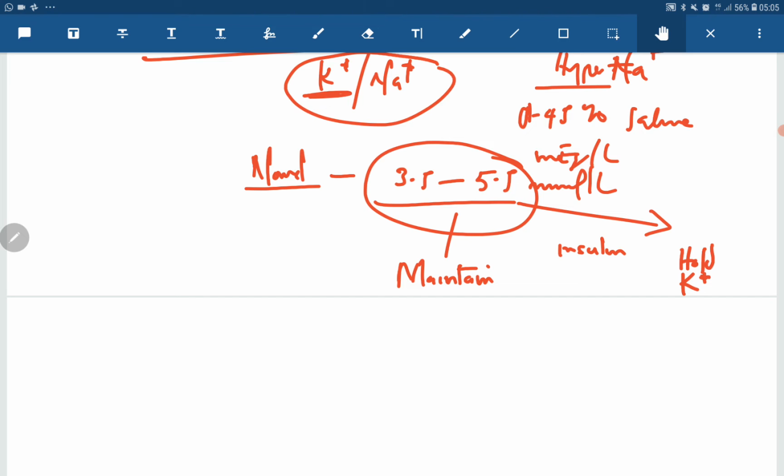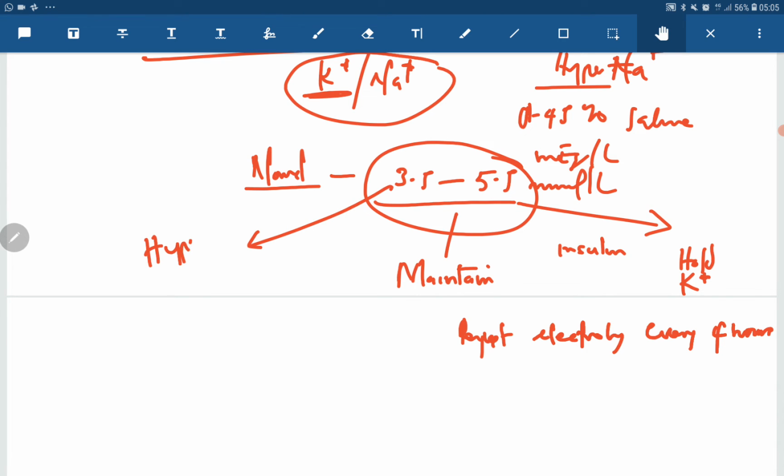And of course, it's expected that you repeat the electrolyte tests every 4 hours. It's very important, and you adjust your fluid accordingly. Now, if you have hypokalemia, you have to first correct. So you first correct for the deficit. How do we correct for the deficit?